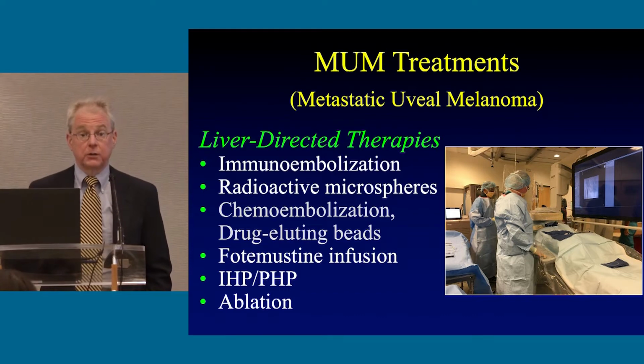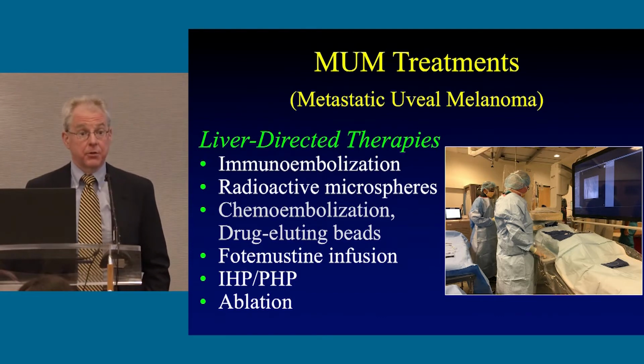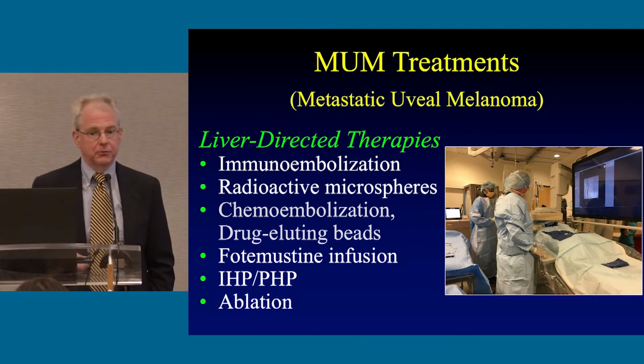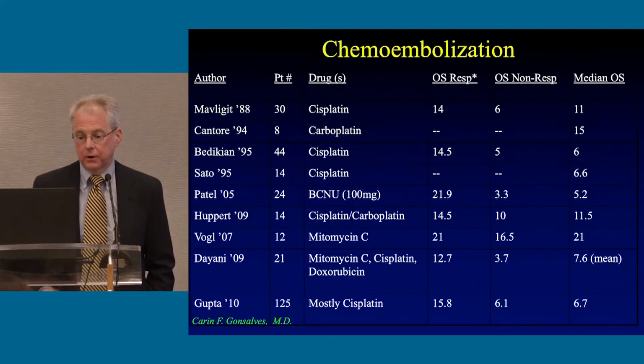Photomustine infusion is included on this. Photomustine is a type of chemotherapy agent. It is not approved for use in the United States. It is not available for the United States, so we won't be considering that as part of this talk.